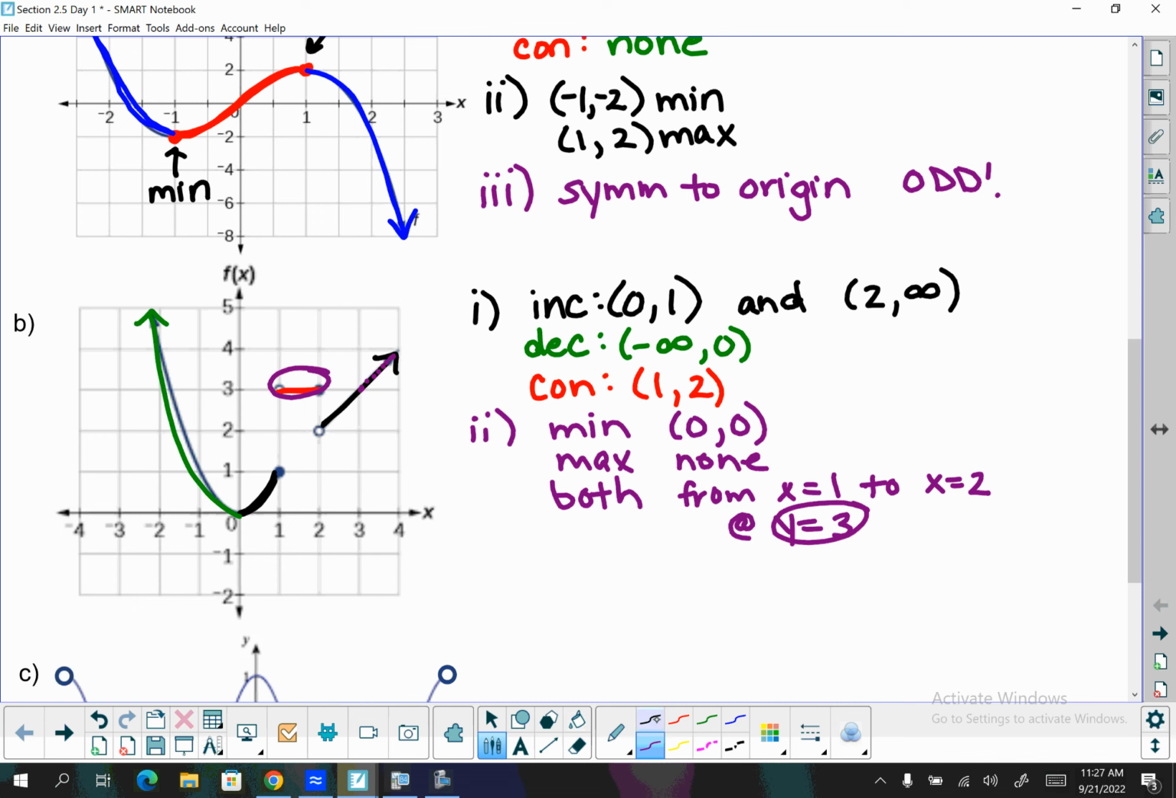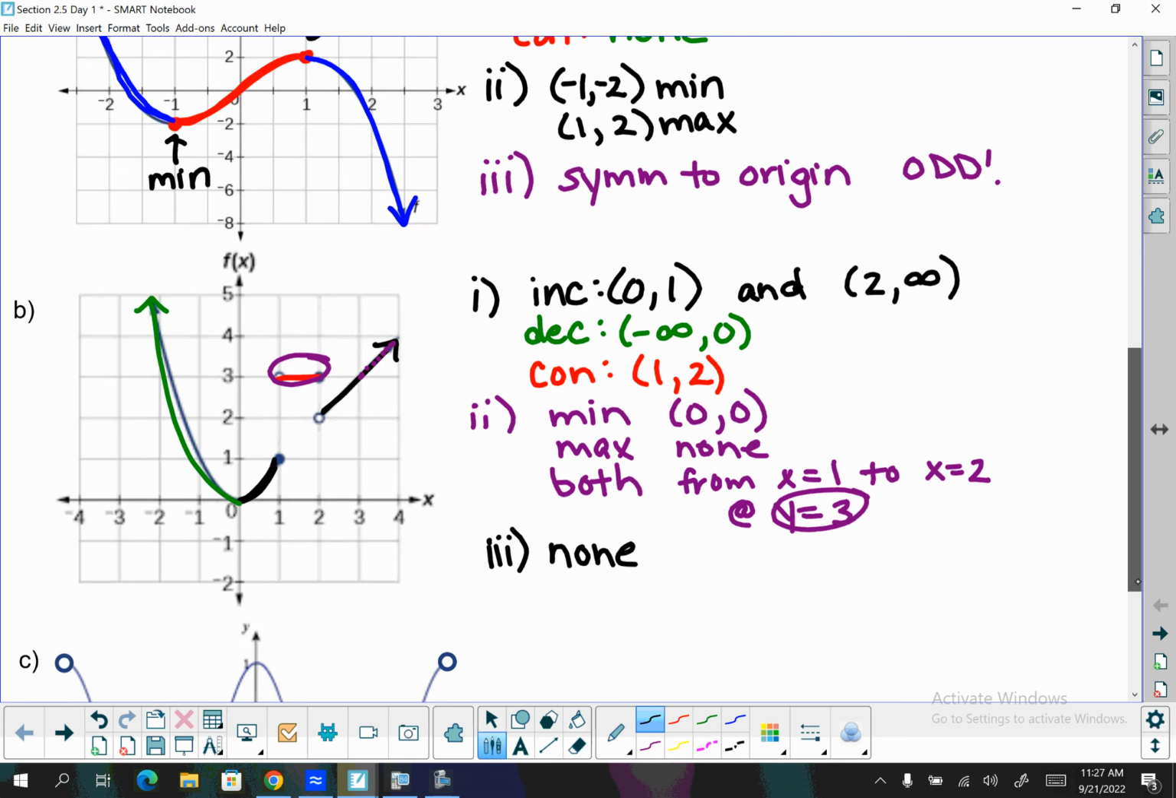Third, is there symmetry here? X-axis, y-axis. Well, x-axis not worried about. Y-axis or origin. Can't flip it over the y-axis and look the same. Flip the paper upside down, doesn't look the same. So this would just be a none.